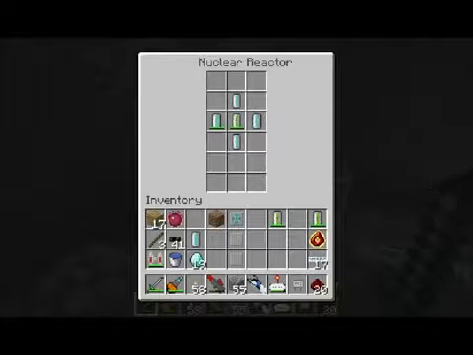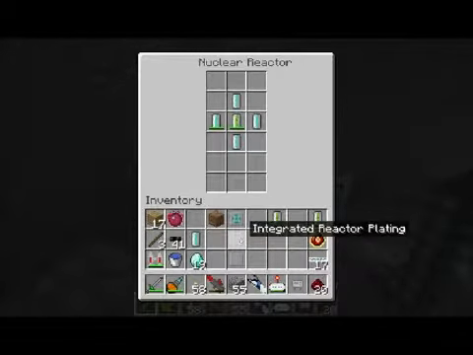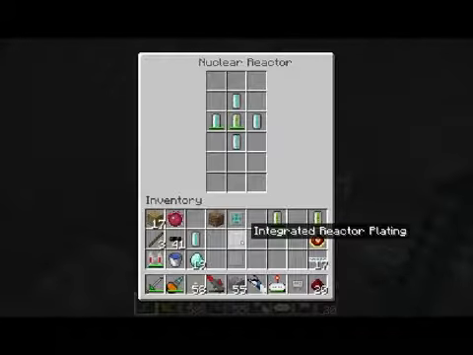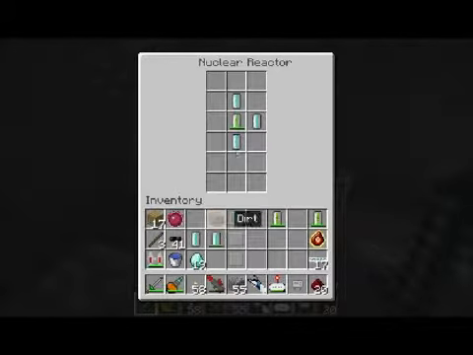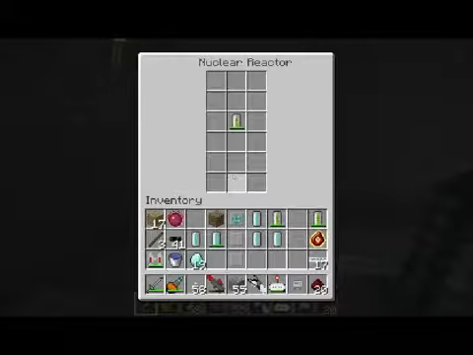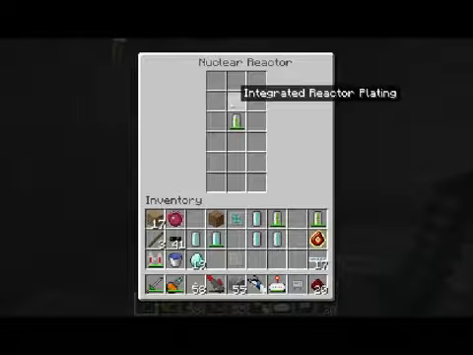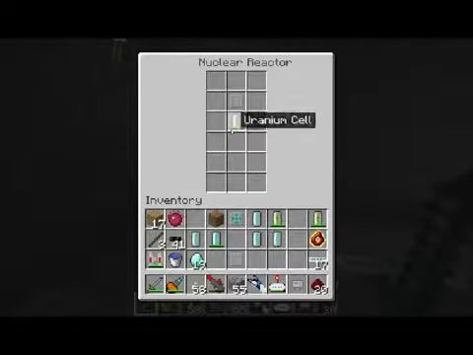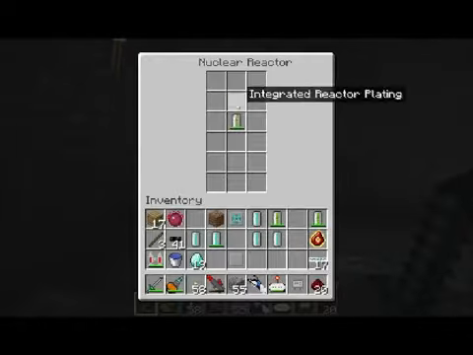The next item that there is, I can put the integrated reactor plating and the integrated heat dispensers in here too. Okay. The way integrated reactor platings work is, let's take our coolant cells out, and my redstone power is still on, so the uranium is not running at the moment. If I place integrated reactor plating next to this uranium cell, number 1, it'll store 10,000 heat.